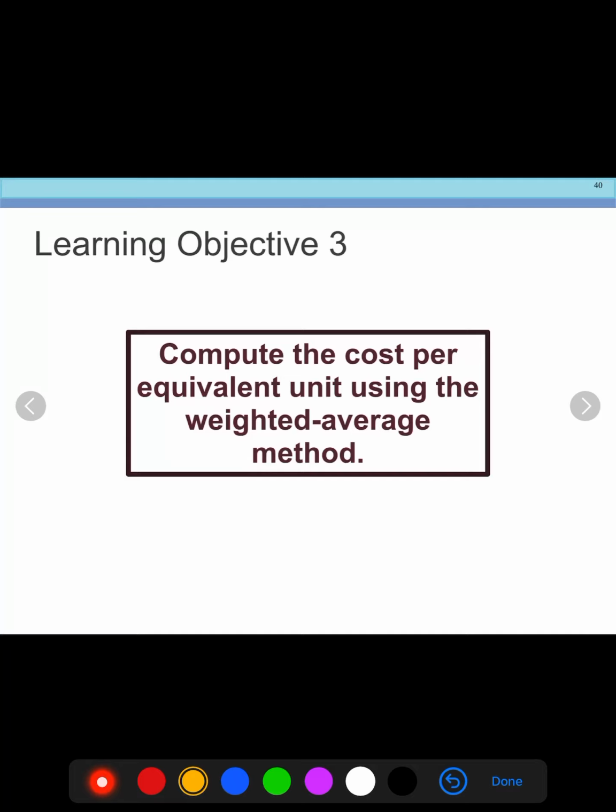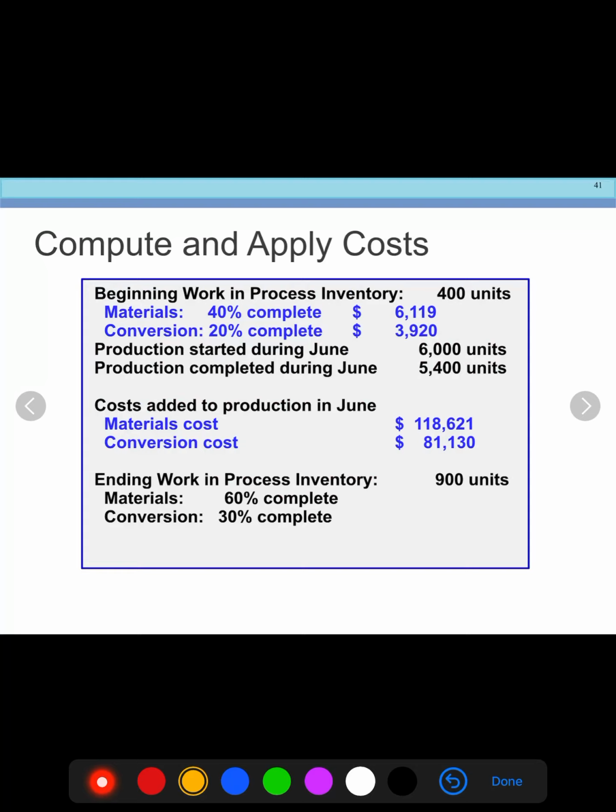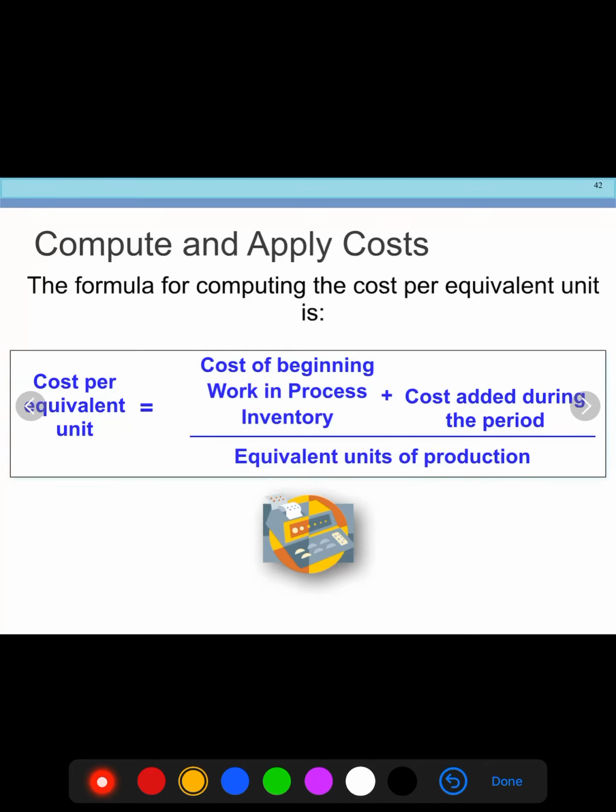Next, step learning. Objective number 3, compute the cost per equivalent unit using the weighted average method. So, kanina, you compute for the EUP. Ngayon, you compute for the cost. So, you have here beginning work in process inventory, materials, which is 40% completed. Okay, so these are your information. How are you going to compute for the cost per equivalent unit?